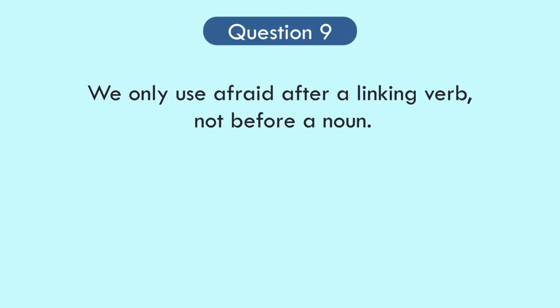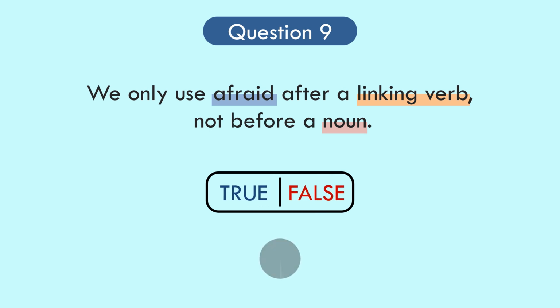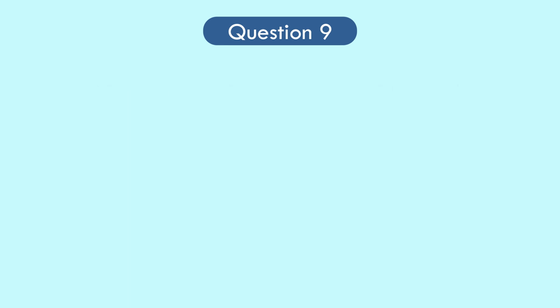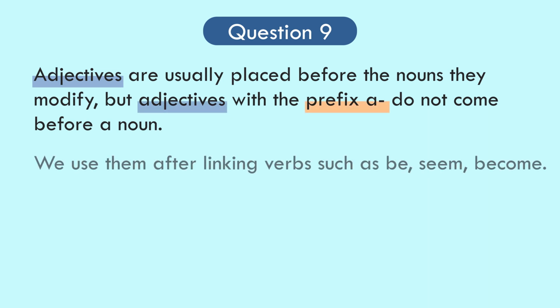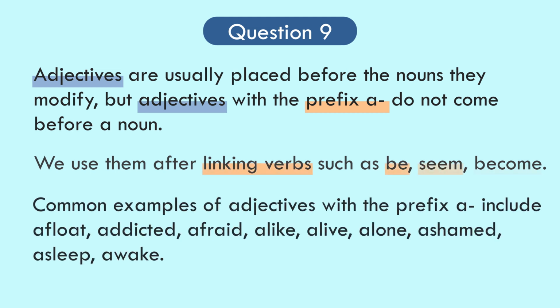Question 9. We only use afraid after a linking verb, not before a noun. True or false? True. Adjectives are usually placed before the nouns they modify, but adjectives with the prefix a do not come before a noun. We use them after linking verbs such as be, seem, become. Common examples of adjectives with the prefix a include afloat, addicted, afraid, alike, alive, alone, ashamed, asleep, and awake.